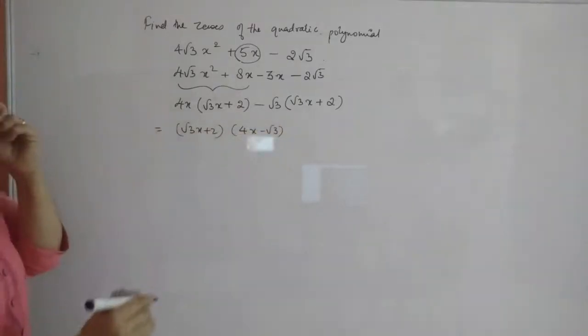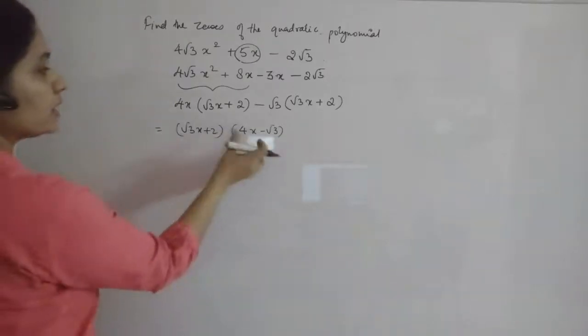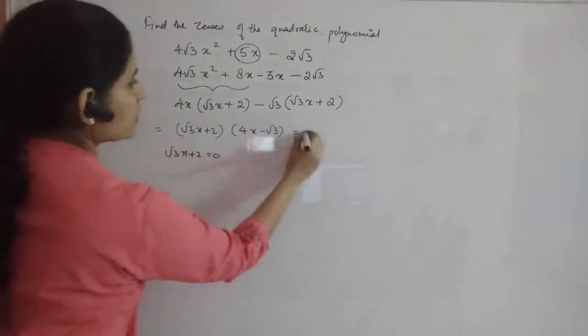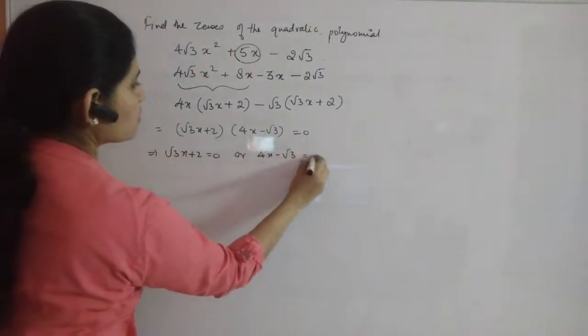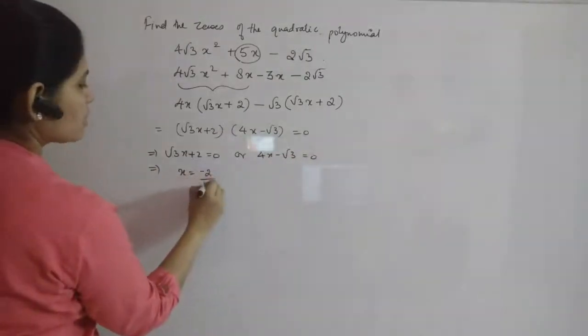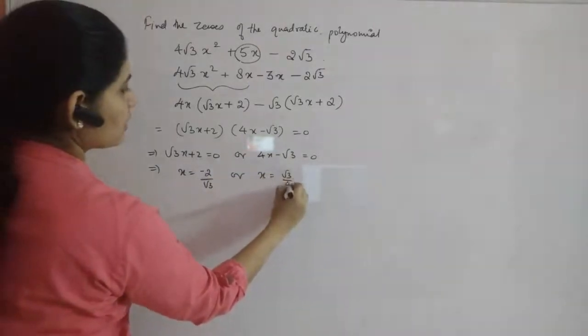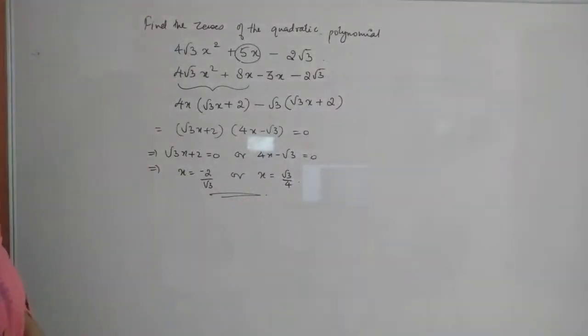Okay. So the question is, what are the zeros of the quadratic polynomial? In order to get the zeros, we have to equate them to 0. So that root 3x plus 2, this will be equal to 0 means either this is equal to 0 or 4x minus root 3 is equal to 0. So the zeros of the polynomial are x is equal to minus 2 by root 3 or x is equal to root 3 by 4, correct? So these are the zeros of the polynomial.